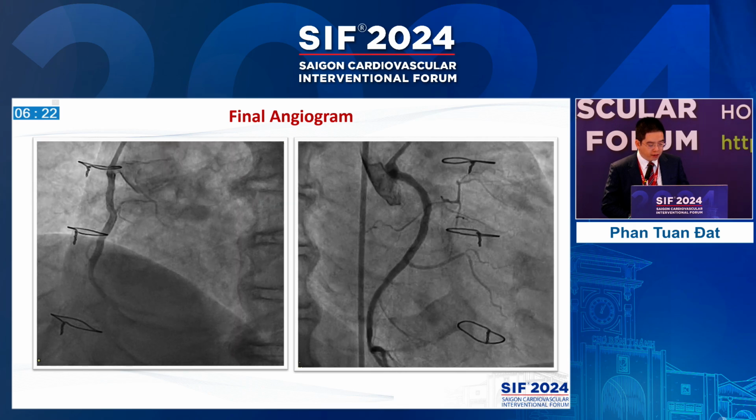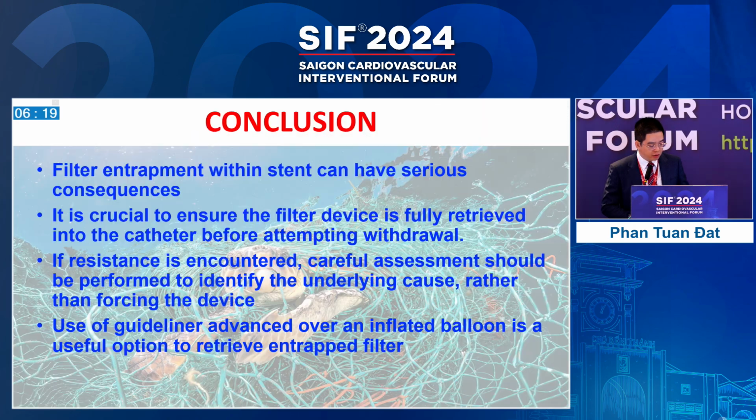So this is a nightmare case, and it brings me to the conclusion of my presentation. Filter entrapment with a stent can have serious consequences. It's crucial to ensure that the filter device is fully retrieved into the catheter before attempting withdrawal. If you feel any resistance, you have to pause, and careful assessment should be performed to identify the underlying cause, rather than applying greater force to the device.